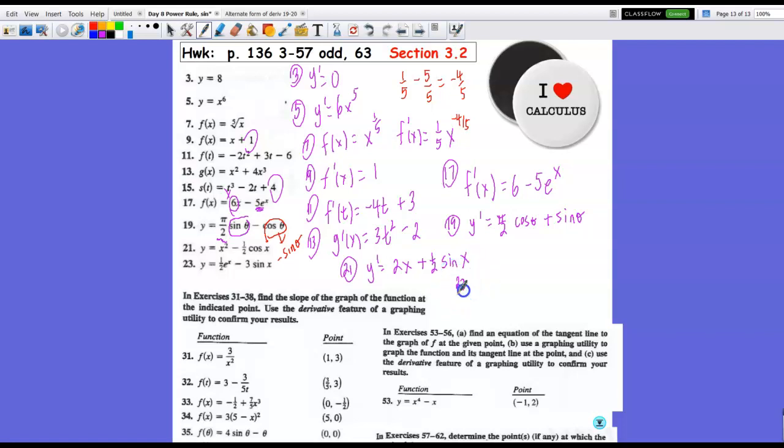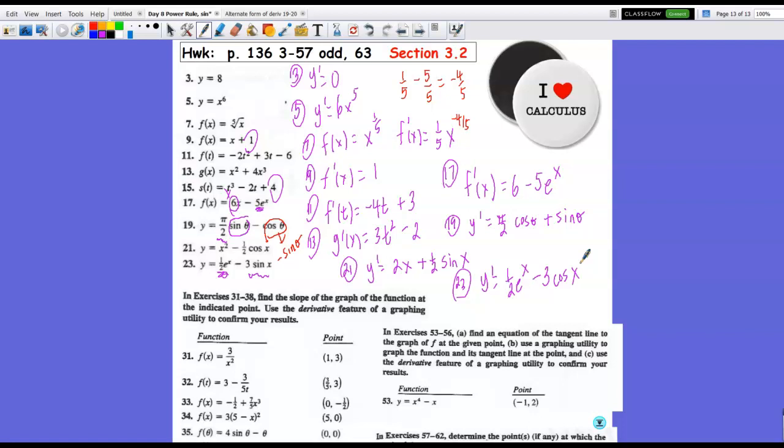Number 23 we have an exponential, e to the x, our special function, and we have sine x. So the derivative of e to the x, coefficient stays, is 1/2 e to the x. Love that part. Second term, the derivative of sine is cosine. Coefficient stays. Derivative of sine is cosine. So that's 1 through 23 odd. All right, let's move on.